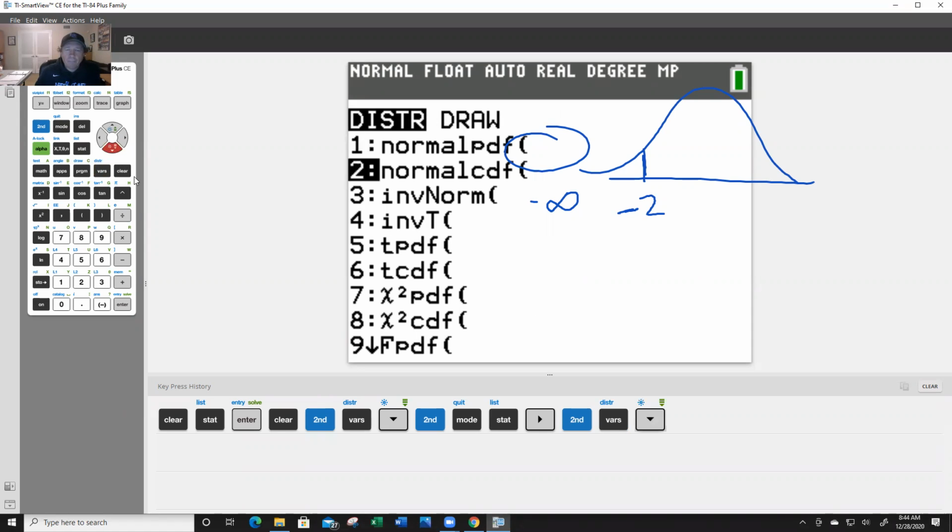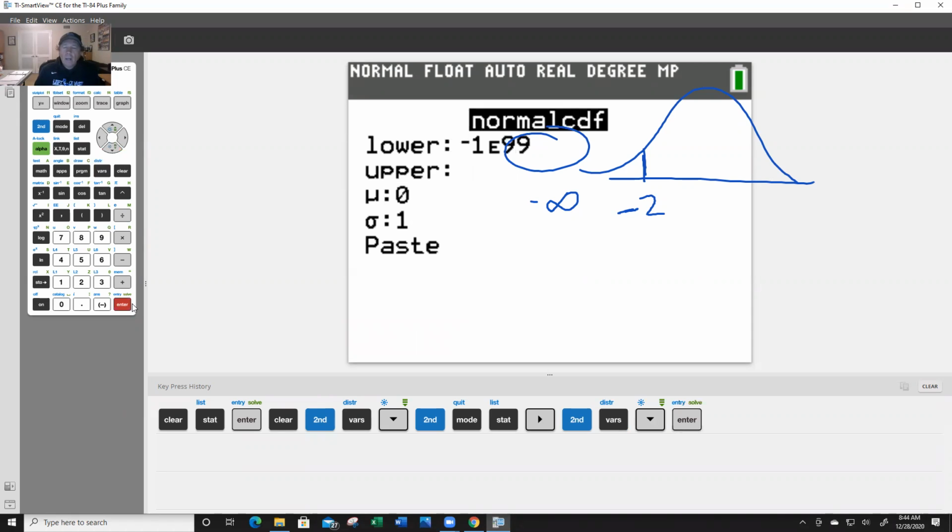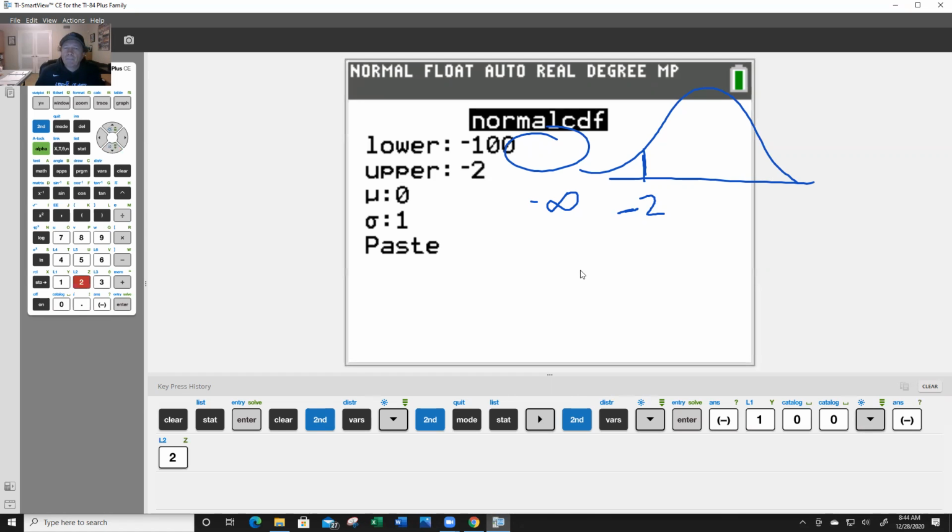Second distribution, normal CDF. Hit enter. Now, in some calculators, it's just going to have a parenthesis show up. I'm going to type in negative, which by the way is basically negative infinity. I can put negative 100 in there. And when you go to the negative number, use the negative below the 3. For some reason, the minus over here doesn't always work. And the upper bound is negative 2. Okay, do you see that?